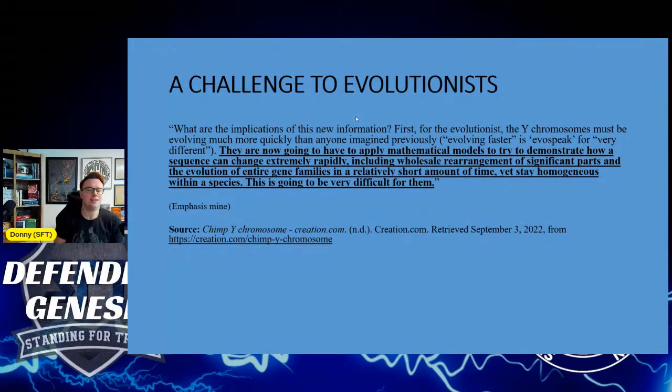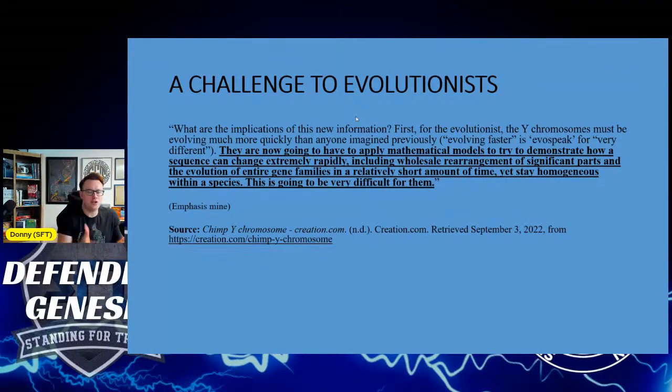But they're going to have more than just a story. They're going to have to apply mathematical models to try to demonstrate how a sequence can change extremely rapidly, including wholesale rearrangement of significant parts. Guys, they like to say we have a heat problem. They have a genetics problem. This one genetics-based problem alone precludes universal common ancestry from being true.